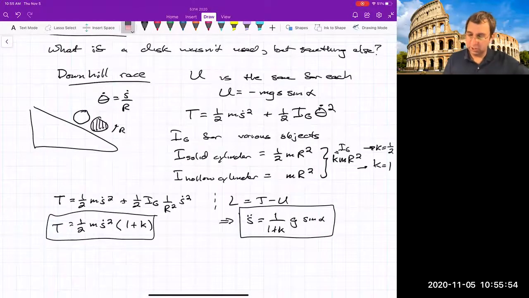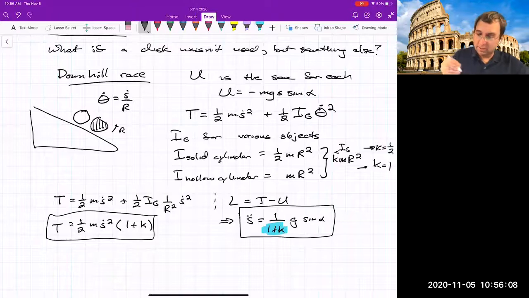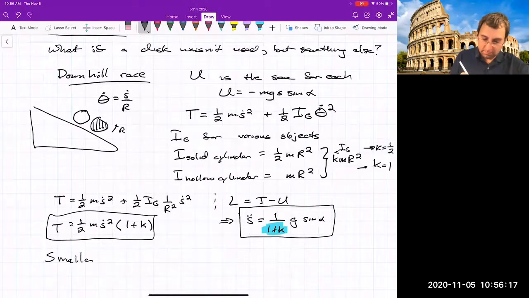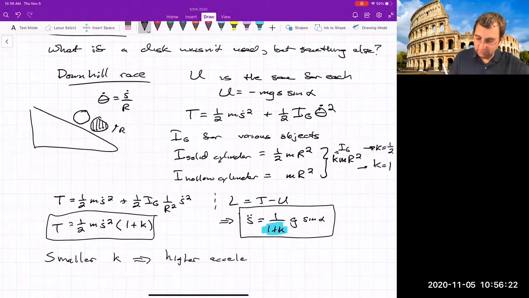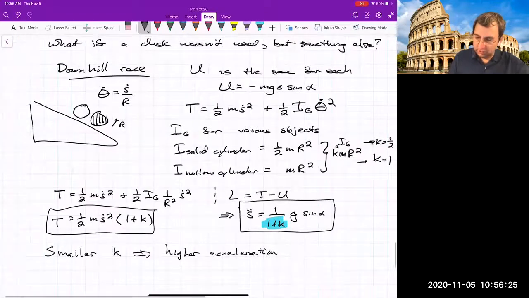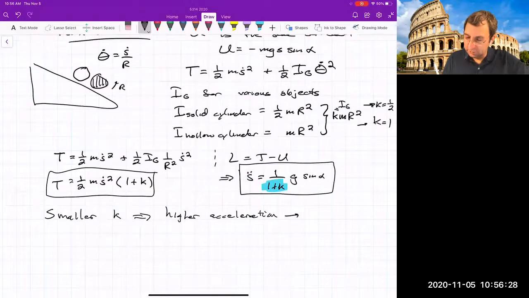So what is our prediction based on this? If we lower the denominator here, then we'll have a larger s double dot. Lowering the denominator means smaller k, and smaller k implies higher acceleration. So this would predict that the solid cylinder should win.